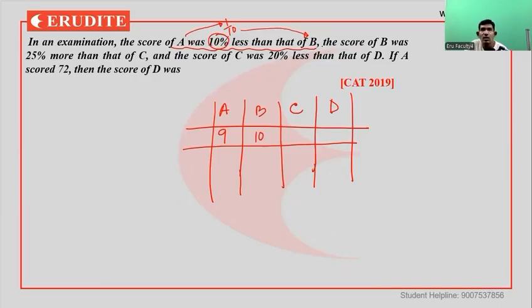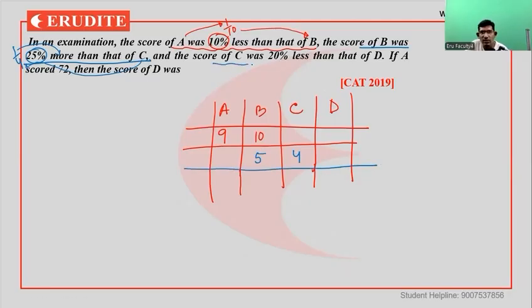Next, the score of B was 25% more than C. Again, 25% means 1/4. So let's take C equal to 4. So if C equal to 4, B will be what? 25% more means 1 more than C. So B would be 5. This way I can write.